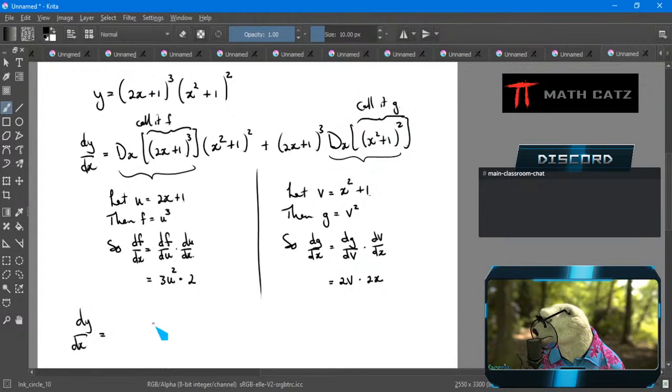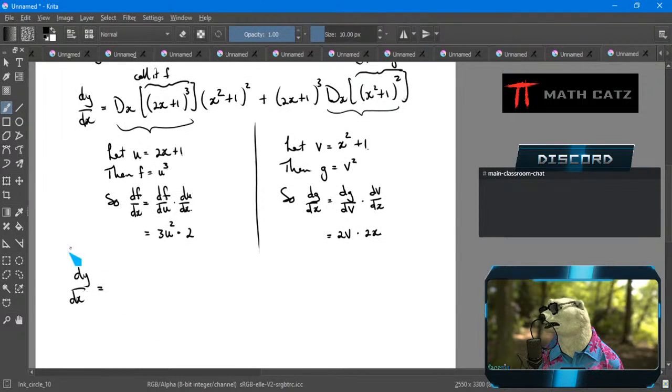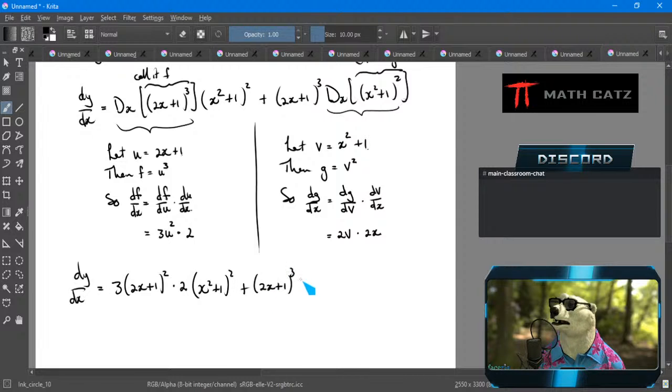So now I am ready to say, well, the derivative that I was actually looking for is 3 (2x plus 1) squared times 2 times this bracket, (x squared plus 1) squared, plus this bracket over here didn't change, (2x plus 1) cubed. The derivative now is 2v, and v is x squared plus 1, times 2x. Look how long this thing is.